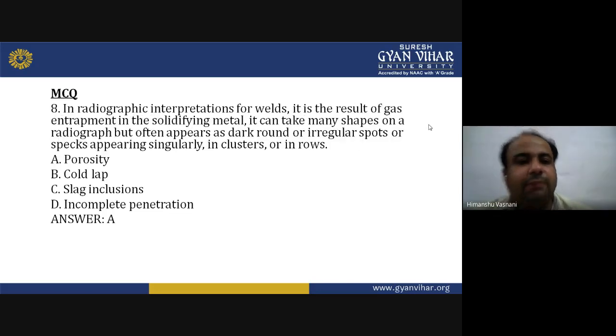Cold lap. Now, in radiographic interpretation for welds, it is the result of gas entrapment in the solidifying metal. It can take many shapes on a radiograph, but often appears as dark round or irregular spots or specks appearing singularly or in clustered zones. What do we call this? We call this porosity. Okay, the trapped gases. When the words trapped gases come, you can think of porosity.